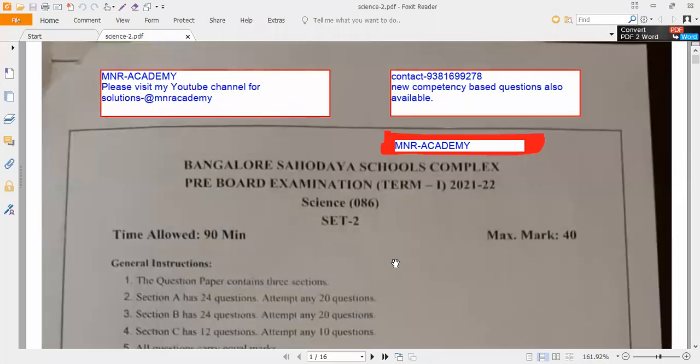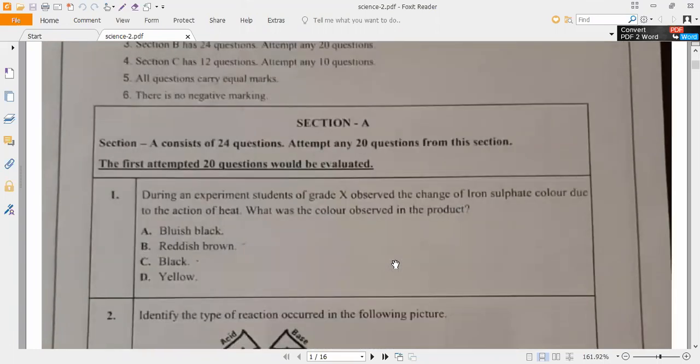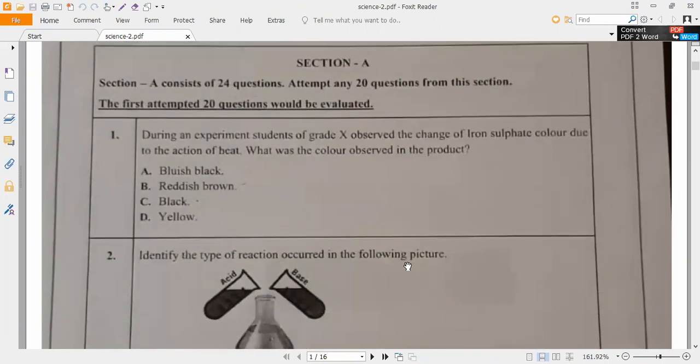Good morning, all of you. Now coming to this, it is the Bangalore Sahodaya science question paper. It starts with Section A. Anybody? First question, please. Yes, please, read the first question here.